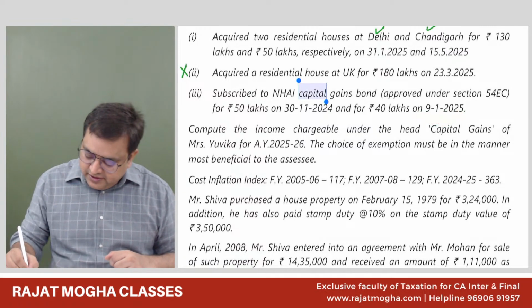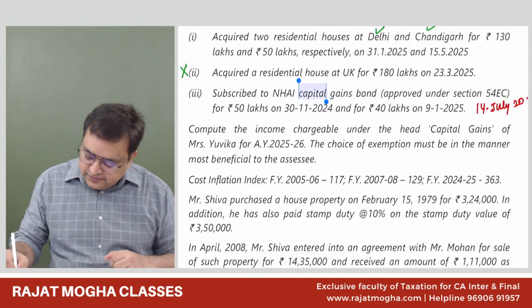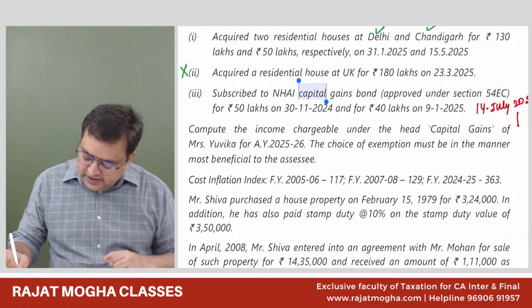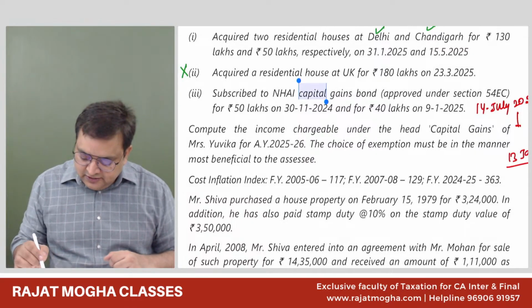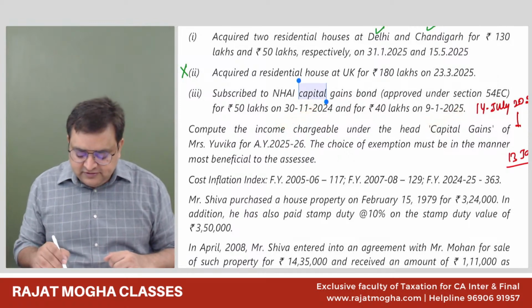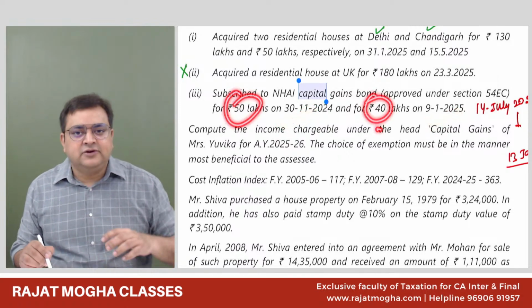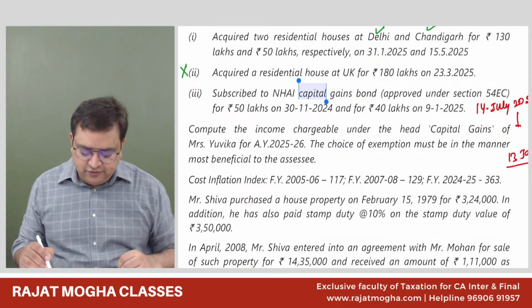If you calculate from 14th July, when is my 6 months ending? 14 July 2024 to 13th January 2025. My 6 months is ending on 13th of January 2025. So this assessee has made an investment within 6 months, this also within 6 months. So both are eligible. 50 and 40, 90 is the total investment she has made within 6 months. But we know that there is a maximum limit of 50 lakh rupees.